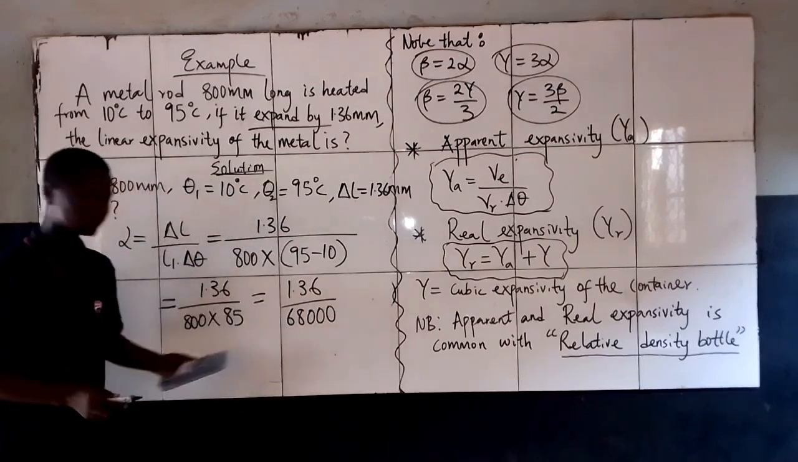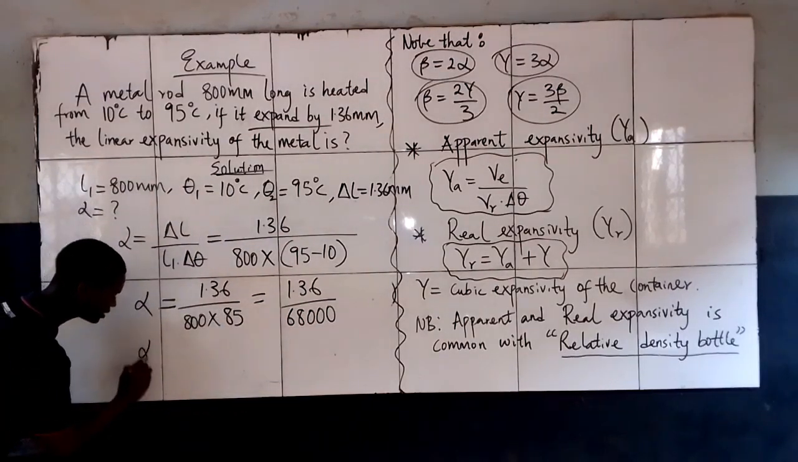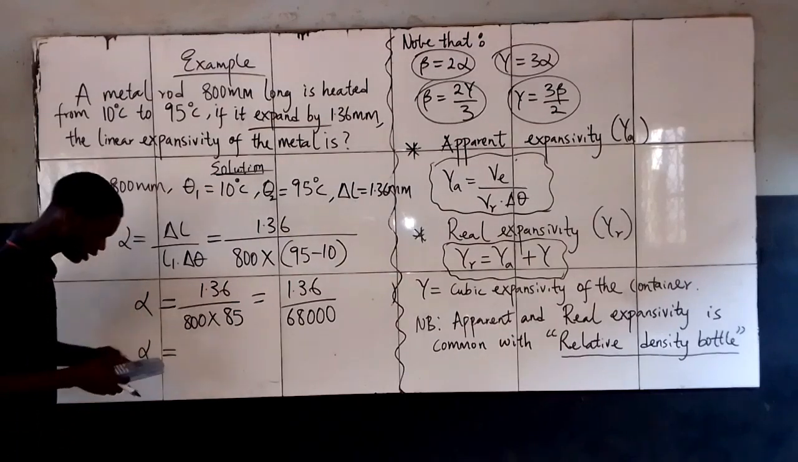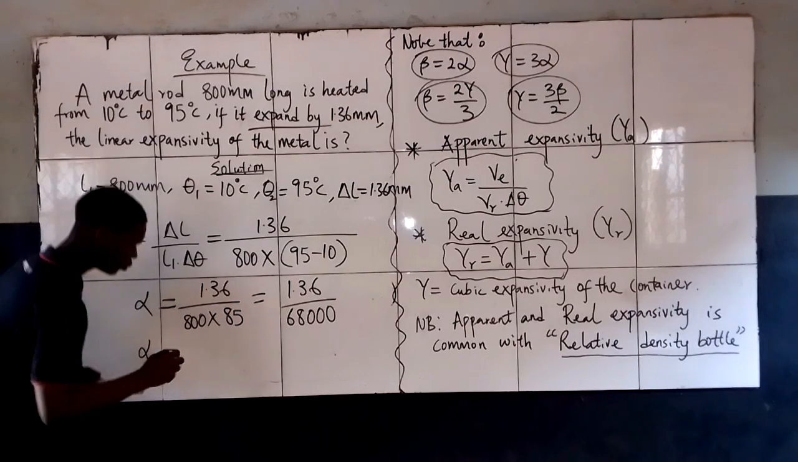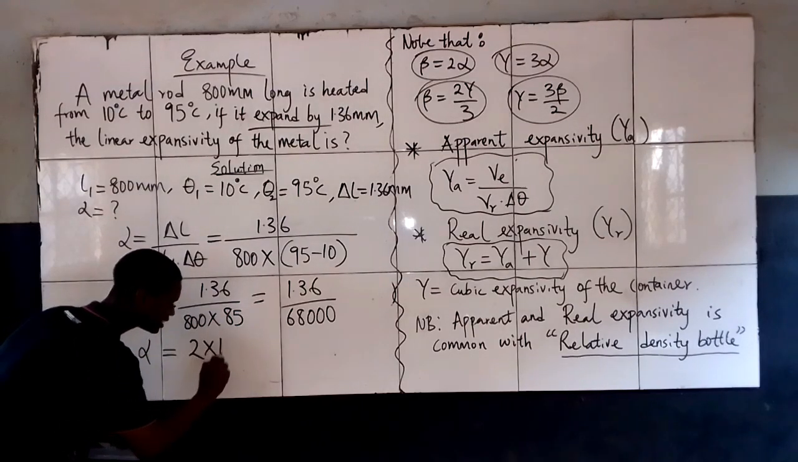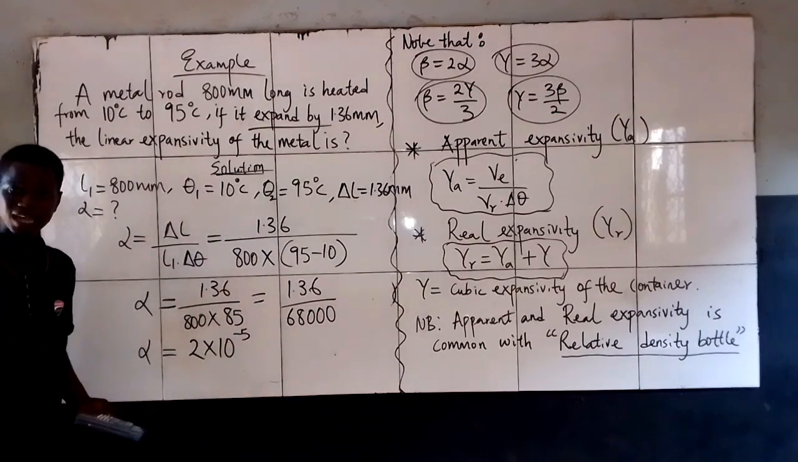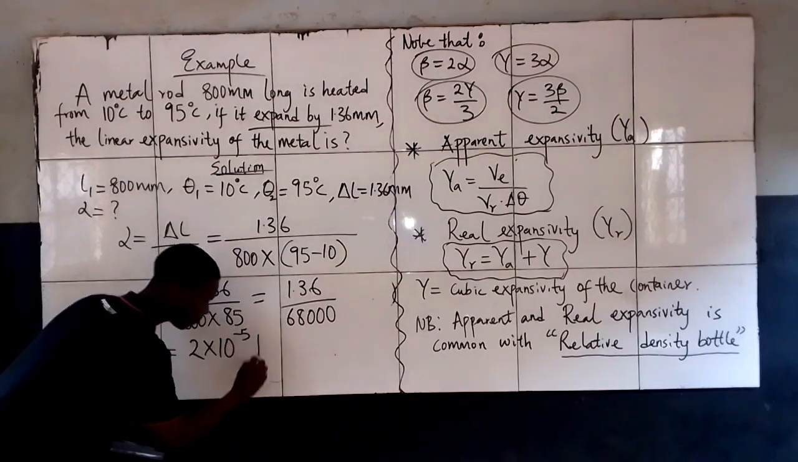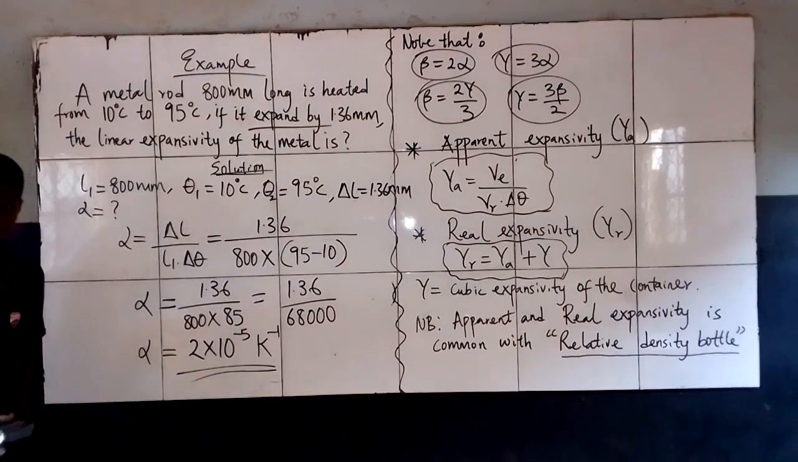What we have is 68000. So now we have this. We'll do the division to get our linear expansivity. So we now say linear expansivity is equal to, let's do this together, 1.36 divided by 68000. So what do we have? We have exactly 2 times 10 raised to the power minus 5. What is the unit for linear expansivity? Per Kelvin. So this is the answer. So the question, I hope you understand how this was done.